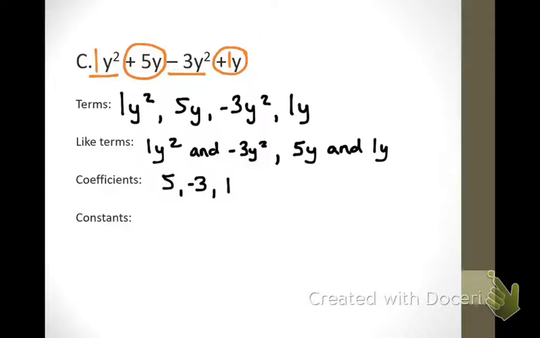Finally, my constants, just the boys. What are the 2 constants? Are there any? No. There are none, so we're actually going to write none. It doesn't have to have a constant. If it had said something like plus 14, then this would be my constant. But there were no numbers that stood alone, so the answer is none.